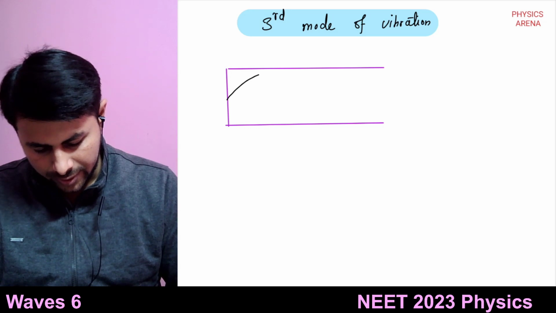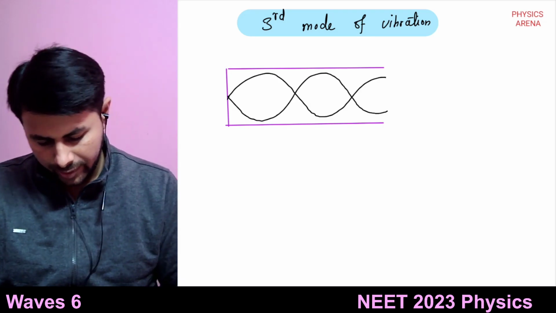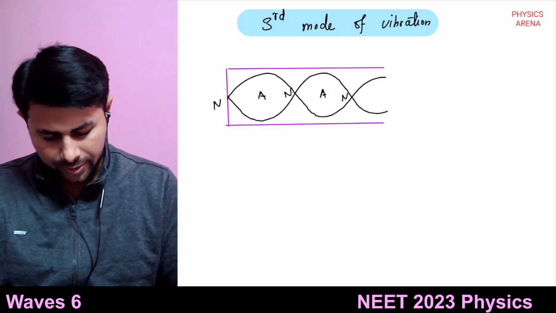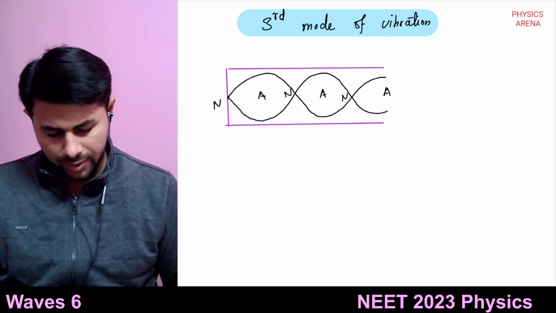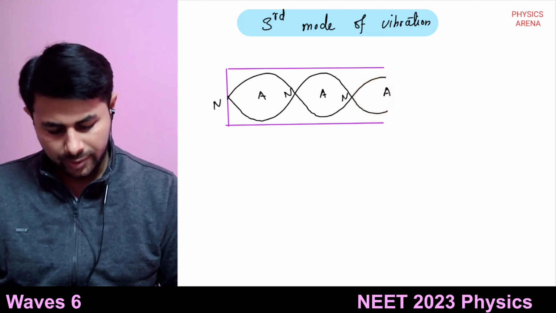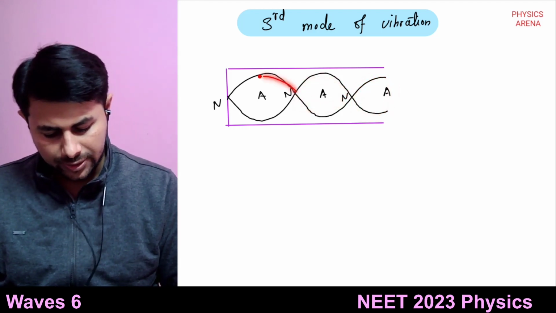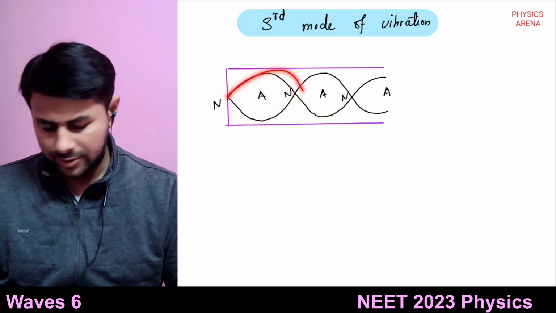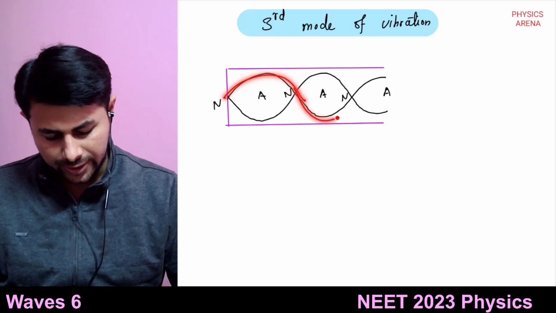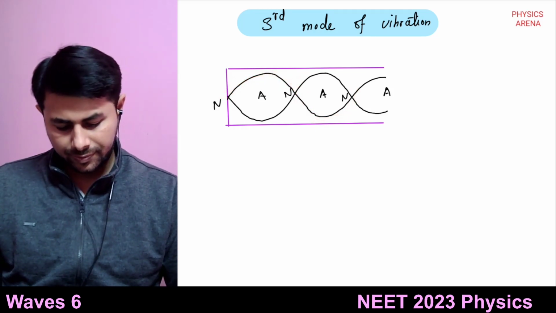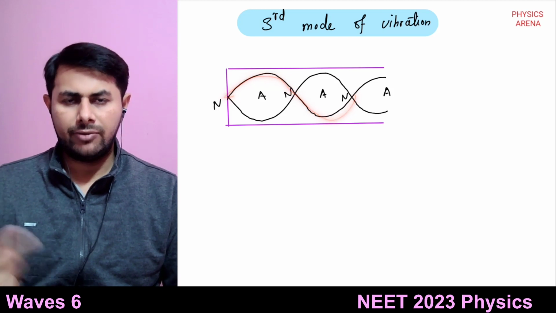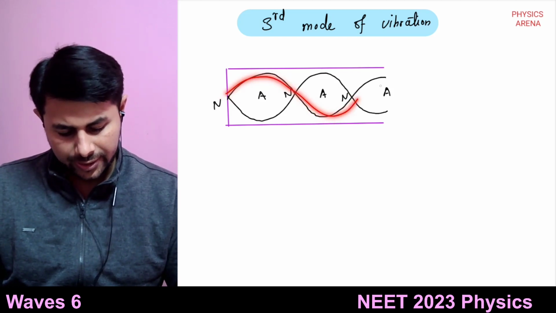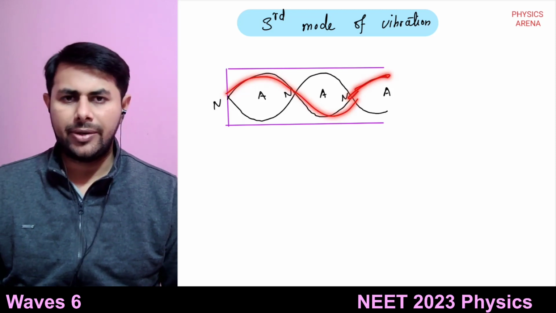So it will look something like this, right? This is a node, antinode, node, antinode, node, and an antinode. So this is lambda by 4. This is lambda by 2. This is lambda by 2. Or you can say this much length, a crest and trough, right? This much distance is equal to lambda. So this length is lambda plus lambda by 4.